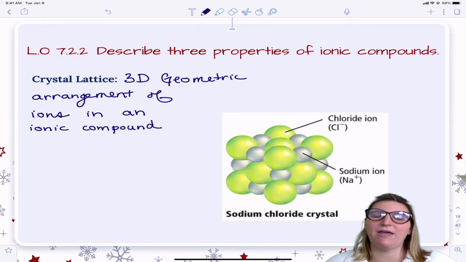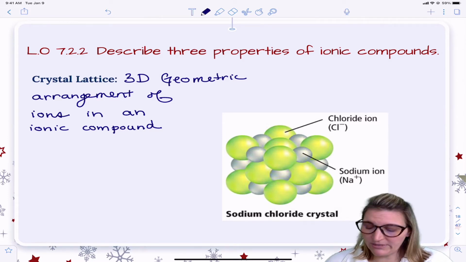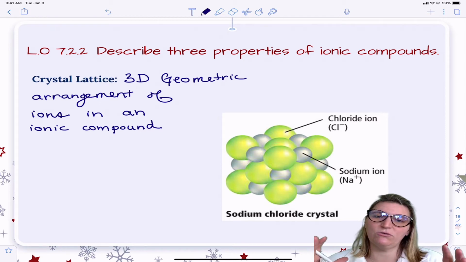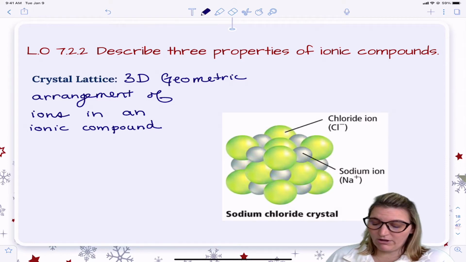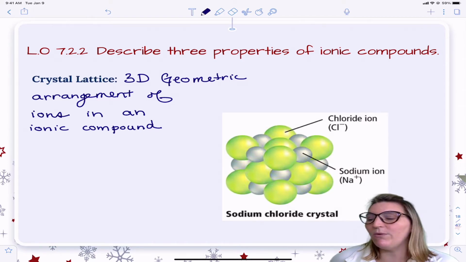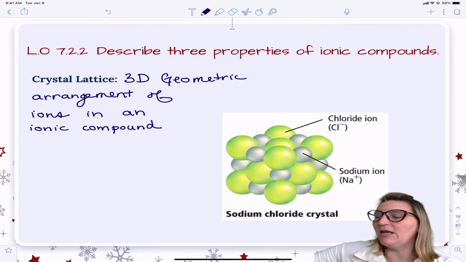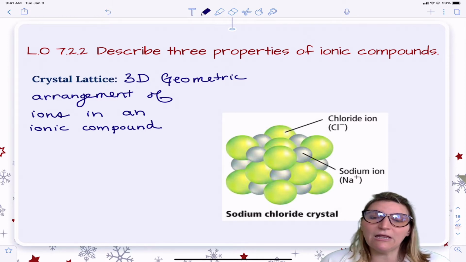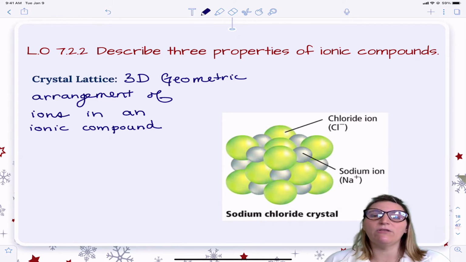So when you think about that, salt always comes in these little square crystals. Why is that? Well, the reason is because if you were to zoom in on what one little grain of salt looks like, it would look very similar to this. And what we call this shape specifically is called a crystal lattice. That's what we call the 3D geometric arrangement of ions in an ionic compound.